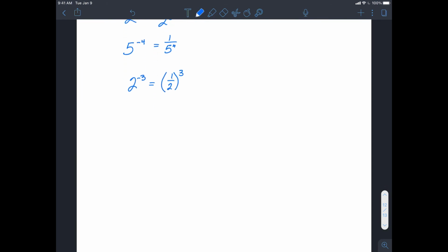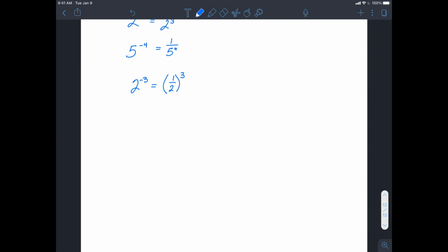If we state the rule in a general way, a to the negative n power equals 1 over a to the n, and also equals 1 over a to the n. And in the next video, we'll look at ways of applying these properties to simplify expressions.